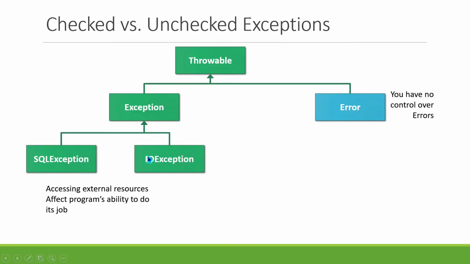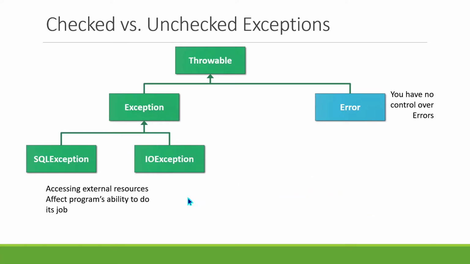I chose these two because they're very similar, and usually children of the Exception class are dealing with accessing some kind of external resource like a file or a database server. If you get into the networking classes like sockets and URLs, all of their exceptions fall under this category as well because you're accessing external resources. So these kinds of exceptions generally affect your program's ability to do its job because you have an error or an exception accessing some kind of external resource and you're unable to.